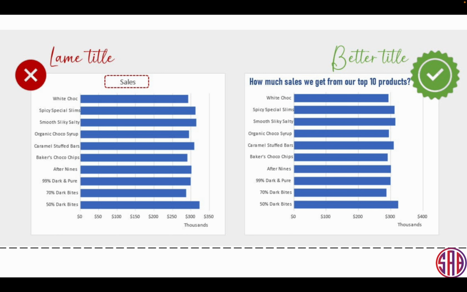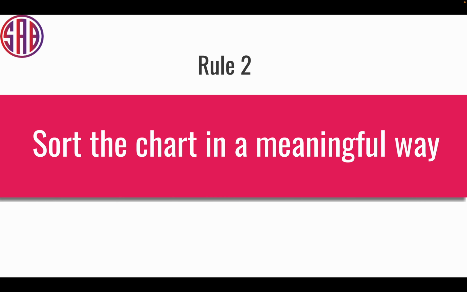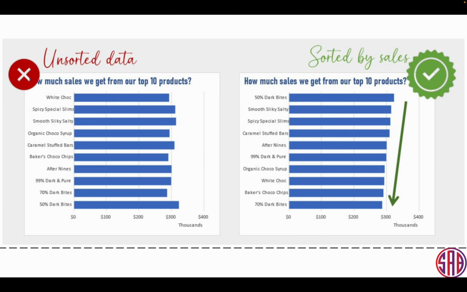Rule number 2, sort the chart in a meaningful way. How do we do that? Look at the left. It is not sorted. I can't know; I have to figure out which product is the best and which one is the worst. But on the right, after sorting, I can clearly tell that the 50 dark baits top up the list and 70 dark baits are number 10, because I've already told the reader that we have 10 products we are looking at.